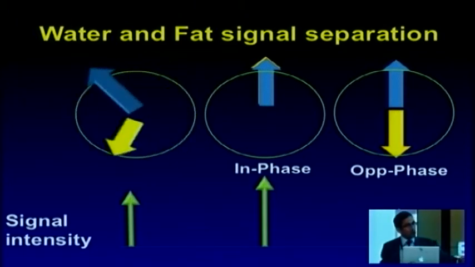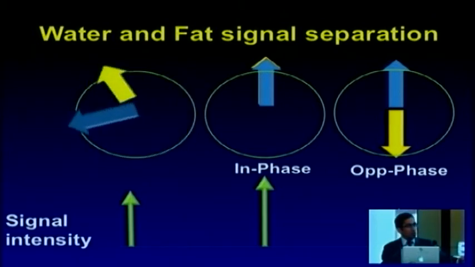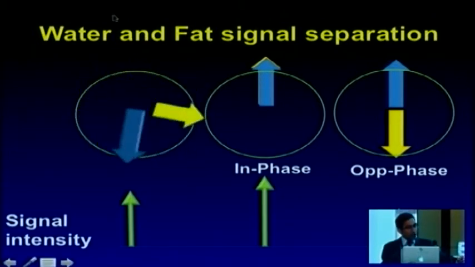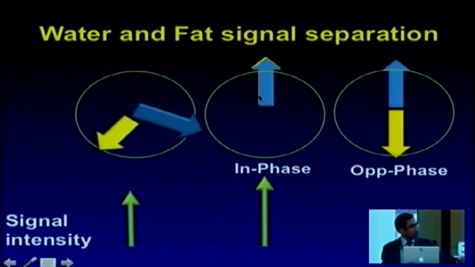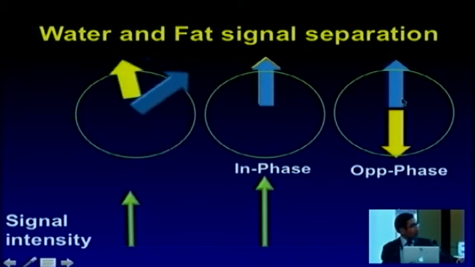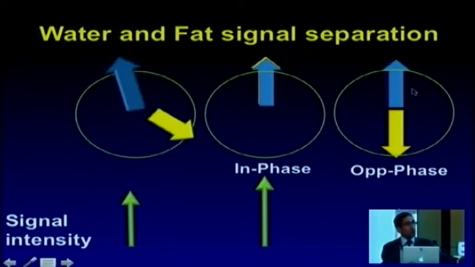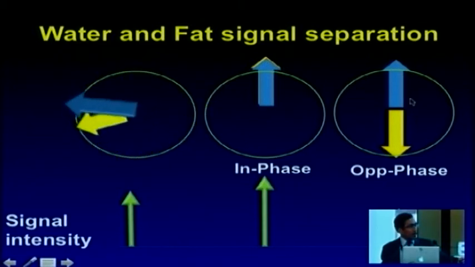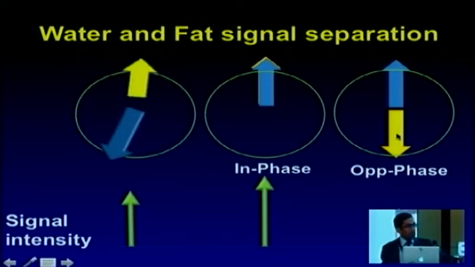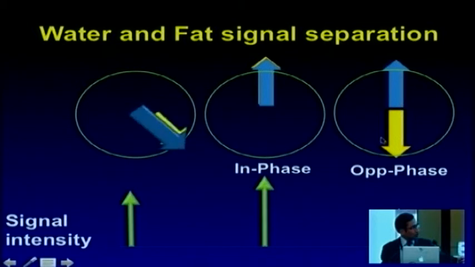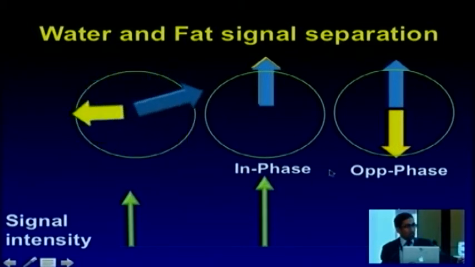And this is the basis in which we do the fat and the water signal separation, the in phase representing the combined signal intensities of water and fat, and in the opposed phase, it is the difference between the signal of water and the fat. And if the fat is too high, you might get a negative value, and if the fat is too less, there might not be much change in this.